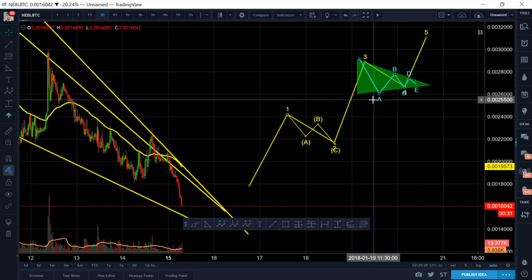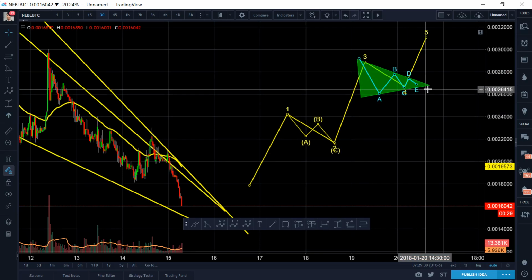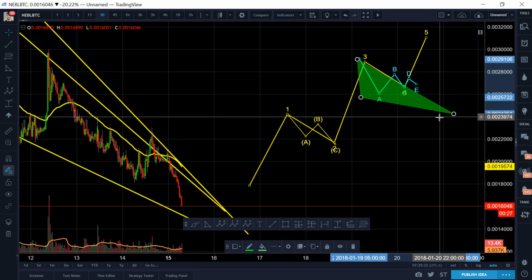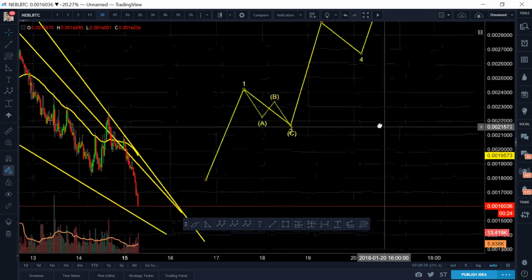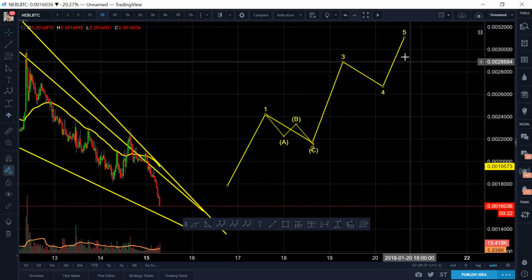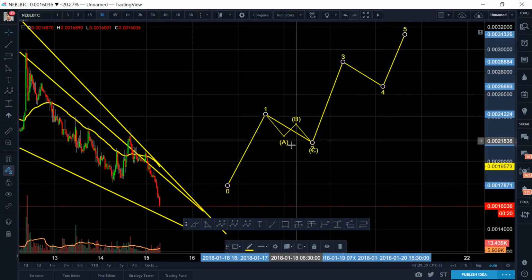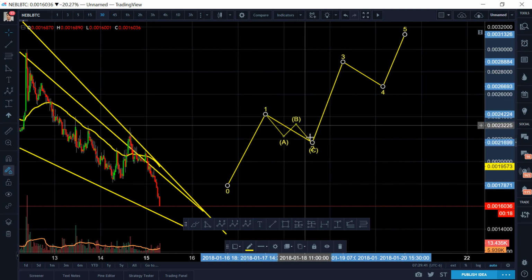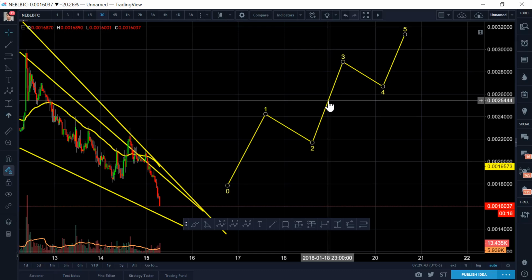Symmetric triangle, I mean, like that, right? It could be the wave. It could be an A, B, C, D, E, and the flag type consolidation as well. But these two usually are not the same. So what we are in right now is this pattern, the ABC, right?